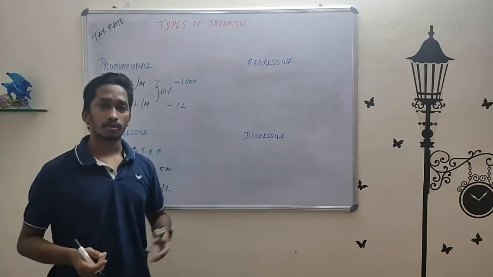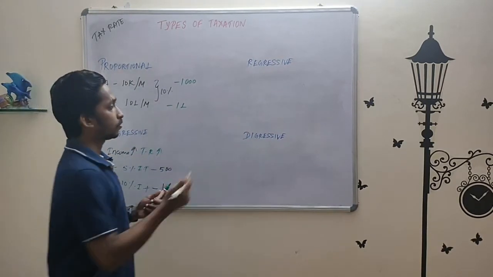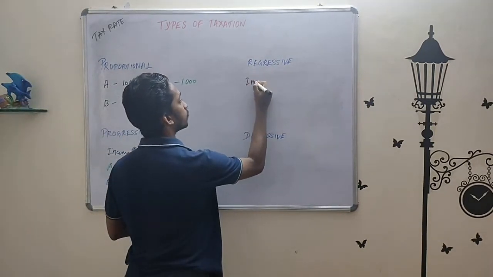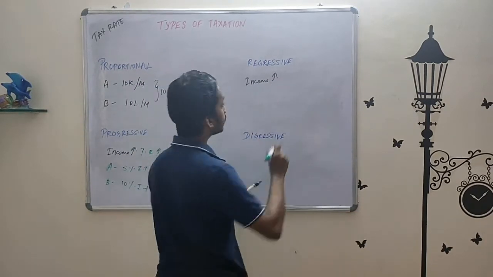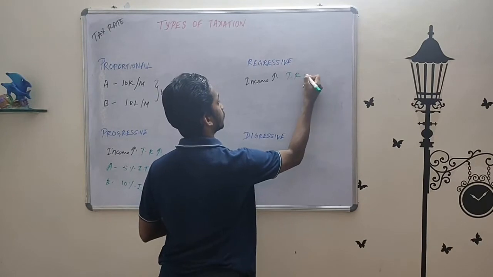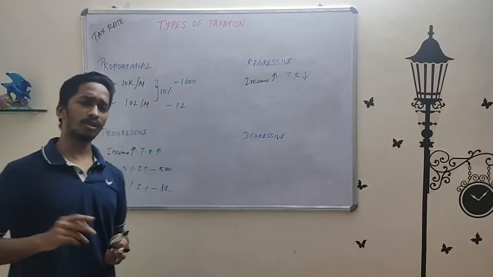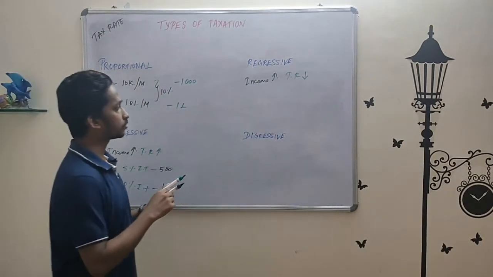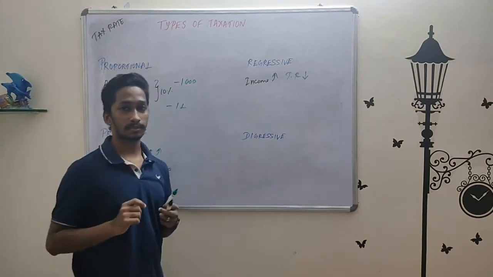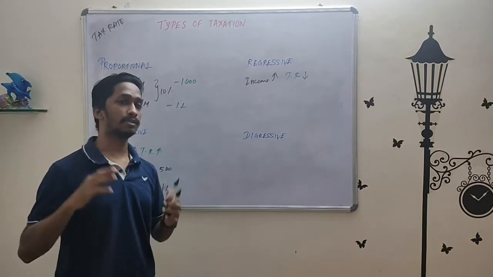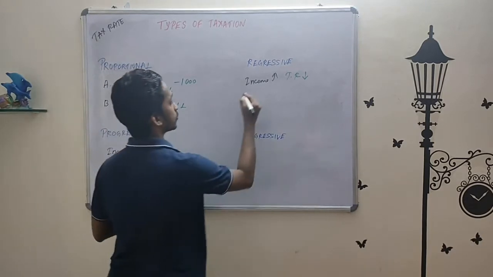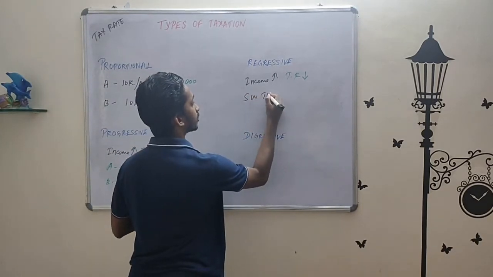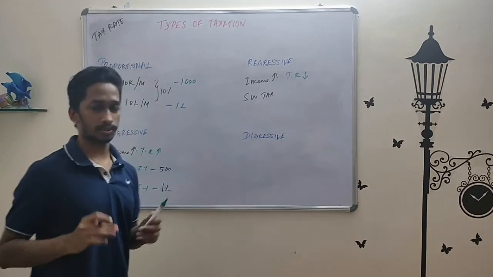So what would be regressive? Exact opposite. When your income increases, your tax rate would decrease. Correct answer. What is an example of this? Let's assume a pack of cigarettes. Regressive tax is more relevant in your sin tax. Sin tax is basically a tax on cigarettes and those kinds.